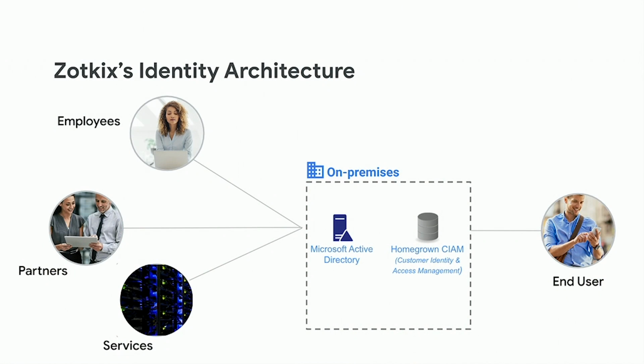So digging in a little bit into their architecture, they have a few different types of identity that Zotkix handles. There's employees, partners, and services, which are all represented in their Active Directory instance in this case. They also have a homegrown CIAM, or Customer Identity and Access Management solution, which powers their portal page, and that's where their end-user identities are actually stored.